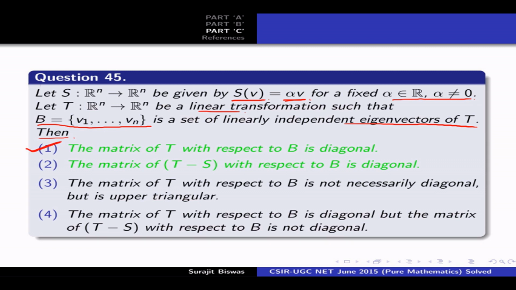Of course, the matrix of S minus T with respect to B is diagonal. This is also true because S and T can be simultaneously diagonalized, S and T commute. The third option, the matrix of T with respect to B is not necessarily diagonal but is upper triangular, is not true. The fourth option, the matrix of T with respect to B is diagonal but the matrix of T minus S with respect to B is not diagonal, is also not correct.